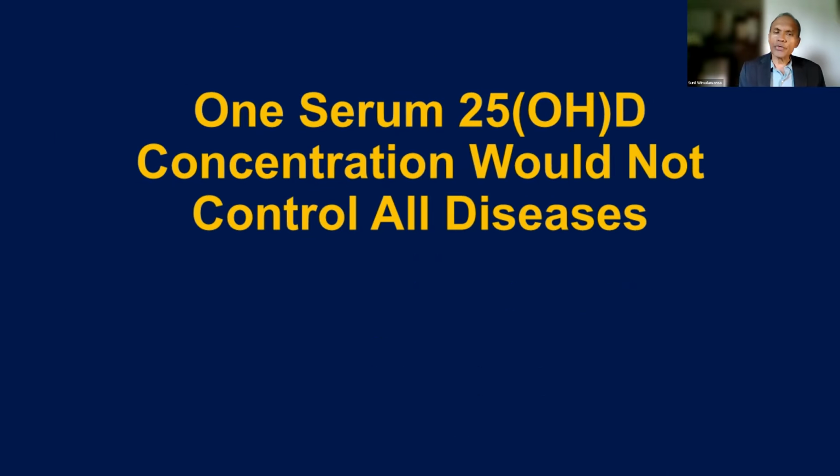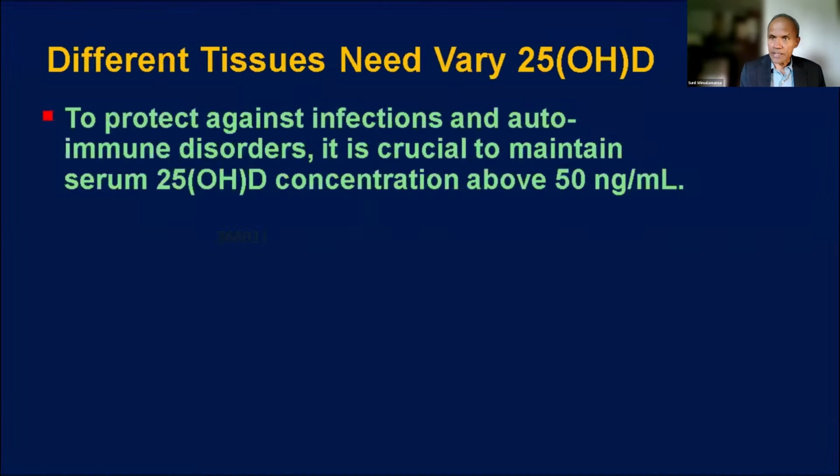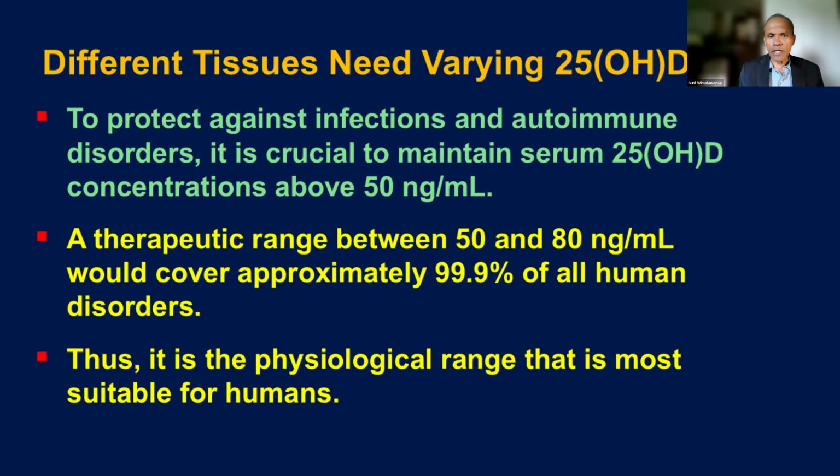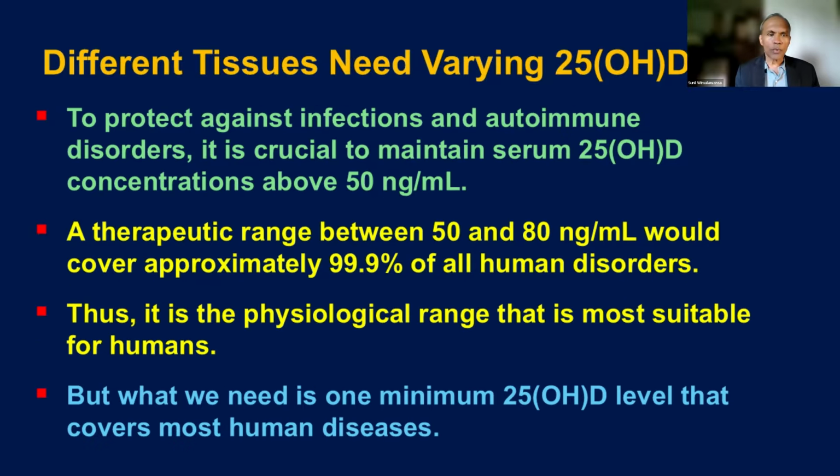So what we need is one serum 25-hydroxy concentration that covers at least 99.9% of the disease entities and the population. So this is the 50 nanograms per milliliter, which covers 99.99% of the population and the diseases. Therefore, you don't have to worry about community vitamin D sufficiency, which improves community health and thereby improves the well-being of society, improves productivity at work and cuts down absenteeism, etc. This is what we need to aim for.